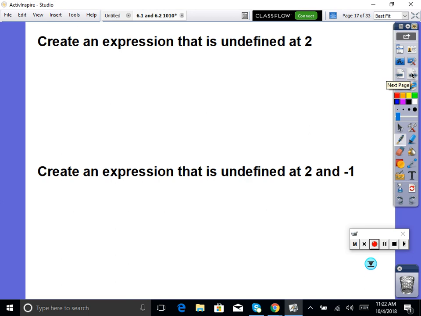Okay, this is quick. Write an expression that is undefined at 2. Undefined at 2. So that means in our denominator, what would we have as a factor? Yep. Wouldn't that be undefined at 2, everybody? Wouldn't that make it 0? Do you guys see? Yes. Undefined at 2, so x minus 2 would be the factor.